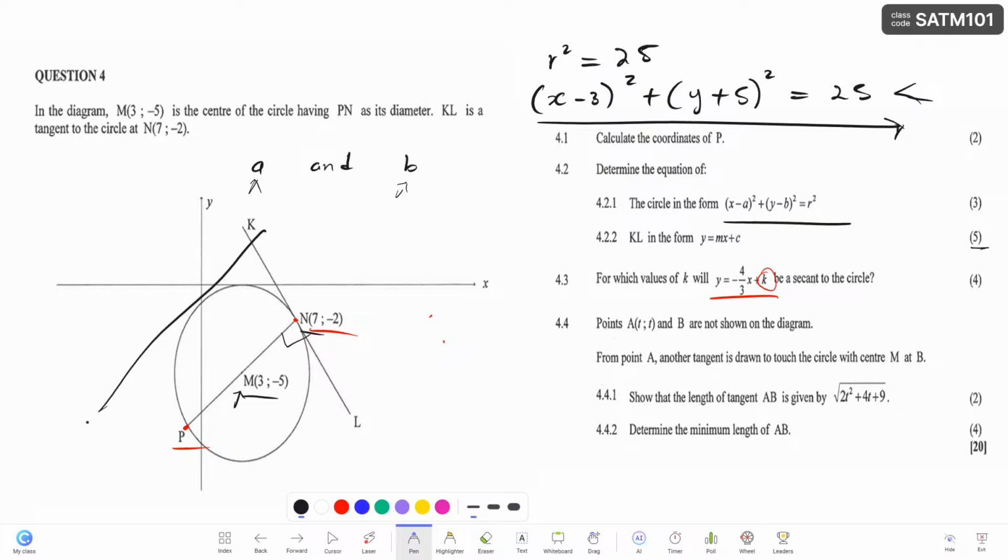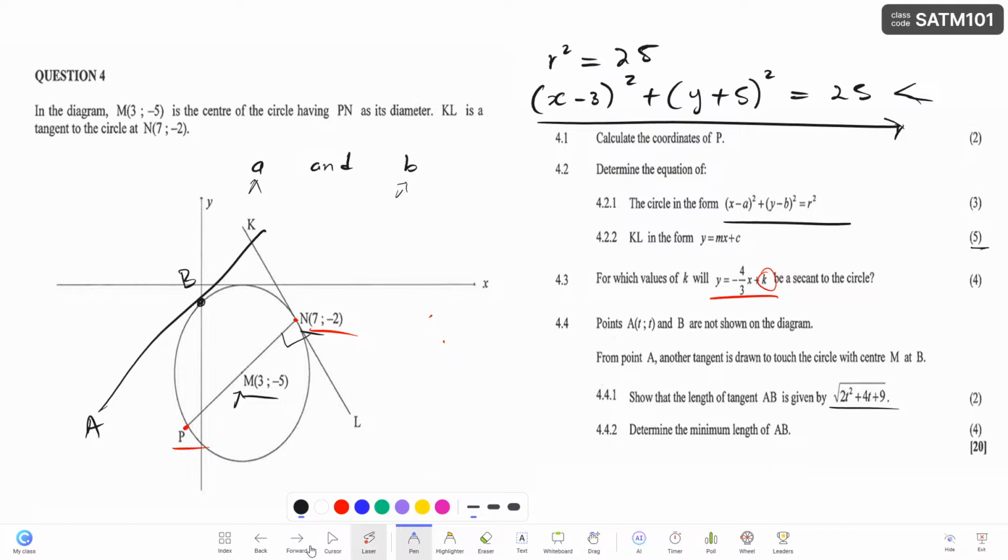So that line is starting from where? Starting from A, and then it touches the circle where? At B. So now they want us to show that the length of AB is given by this formula. Okay, so to do this question, we need to check the information that we are given. So we already know the equation of the circle, which is this one, (x minus 3) to the power 2, and then (y plus 5) to the power 2 is equals to 25.